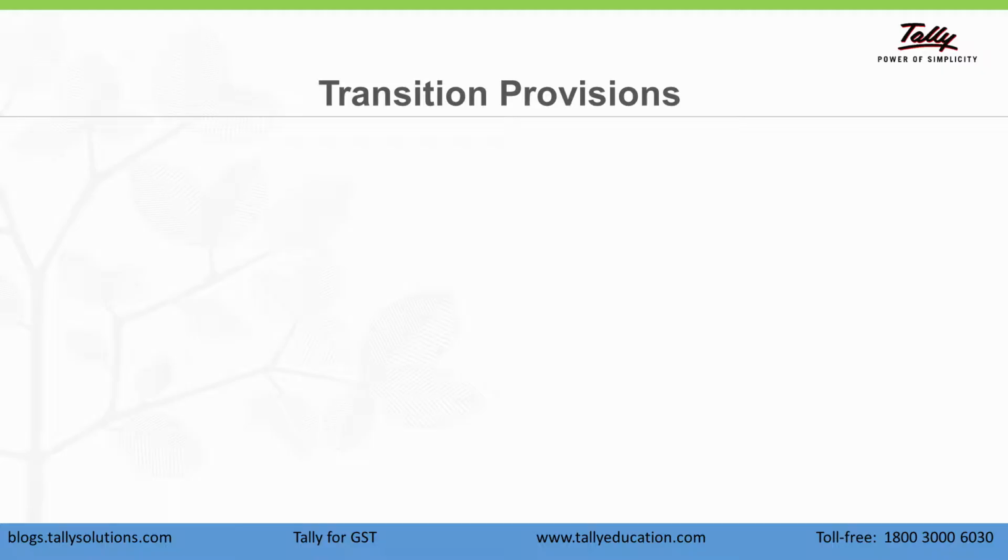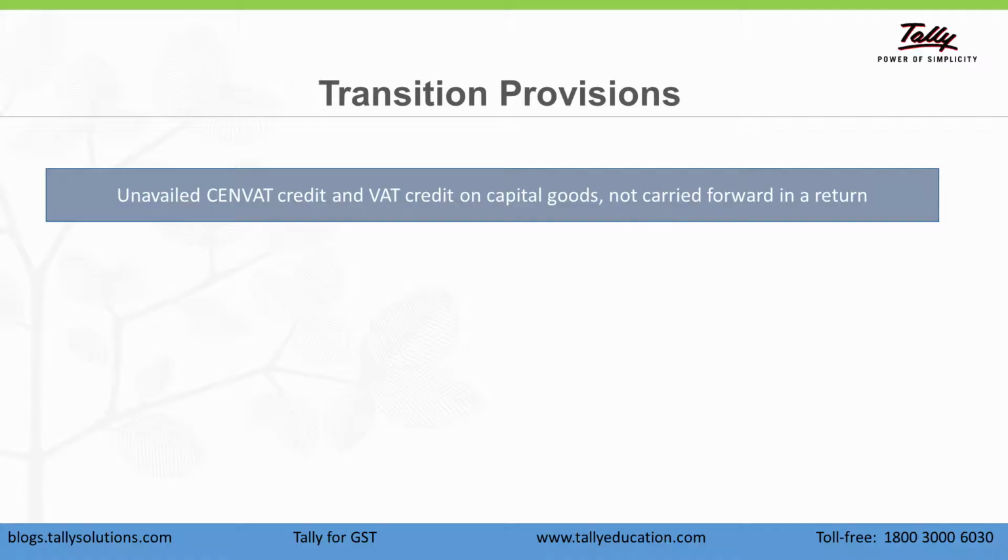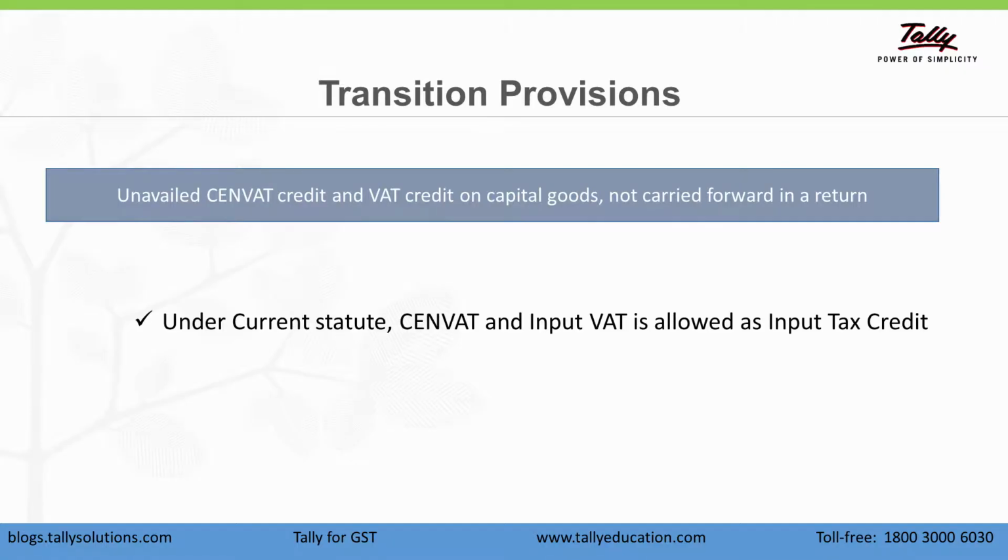What happens to the SENVAT and VAT credit on capital goods that was unavailed? Can that be carried forward to GST? They can be carried forward subject to the following conditions. Under the current statute, SENVAT and VAT credit on the capital goods should be allowed. It should be admissible as input tax credit under GST.